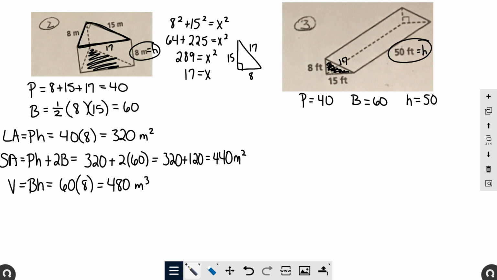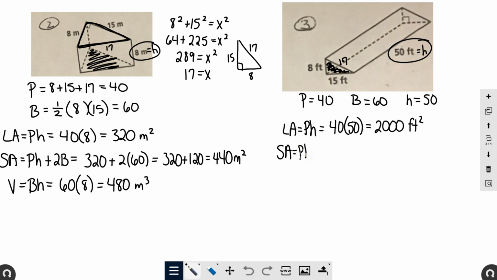So let's just plug all those numbers in our formula. Lateral area is PH. So it would be 40 times 50. $2,000. And then don't forget feet squared. Yep, this one's in feet now, so be careful of the units.